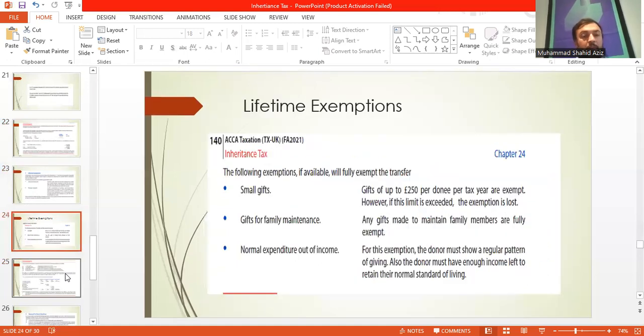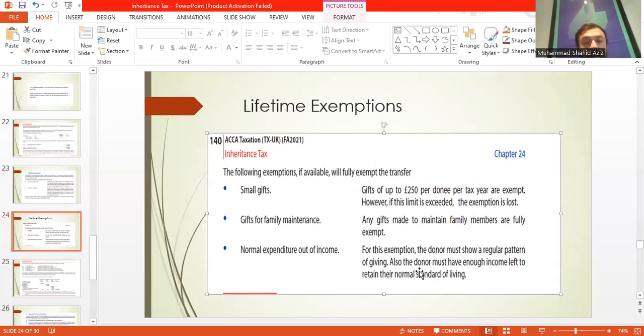Similarly, there are a few more gifts that are exempt. Any gift of less than £250 per donee per tax year is exempt. However, if this is exceeded, the exemption is lost. The next one is gifts for family maintenance. Any gifts made to maintain family members are fully exempt. Then normal expenditure out of income. For this exemption, the donor must show a regular pattern of giving. Also, the donor must have enough income left to retain their normal standard of living.